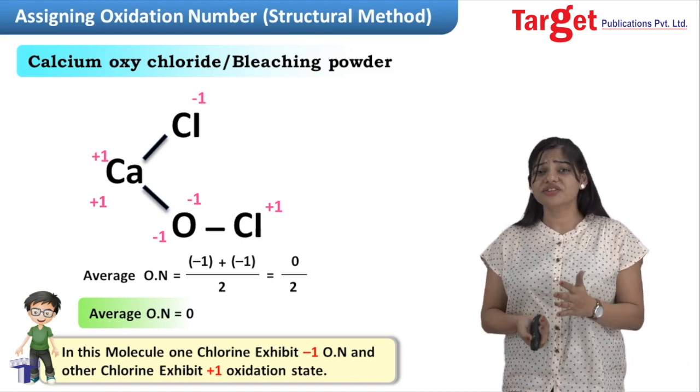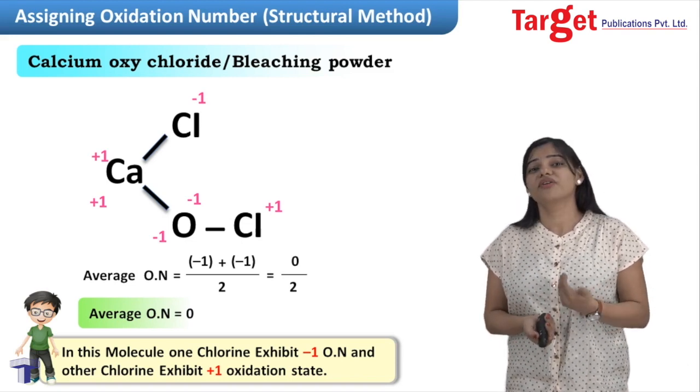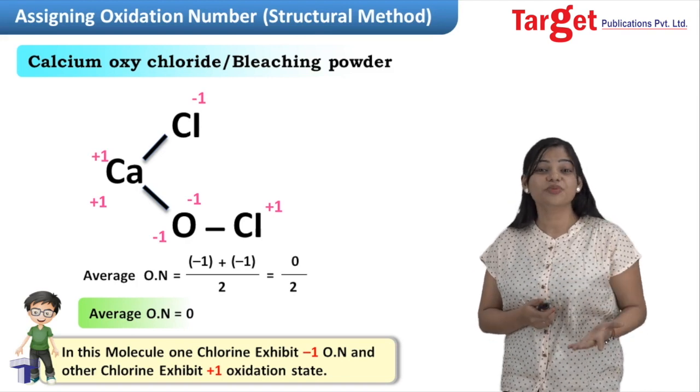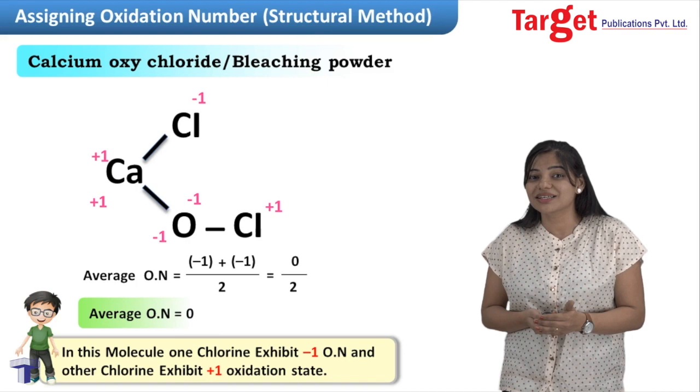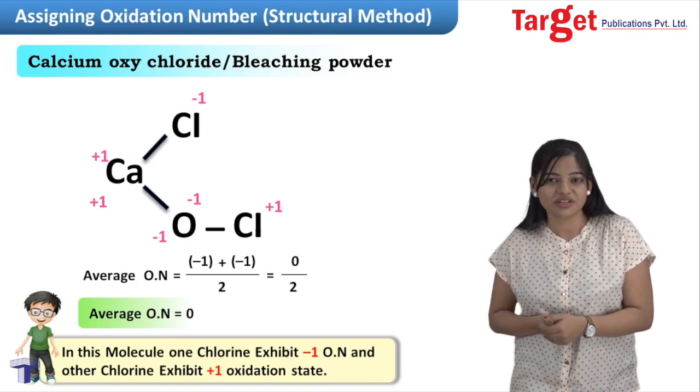With this, we finish our calculation of oxidation number by both the algebraic method and the structural method. And in the next modules, we will see how to balance redox reactions.